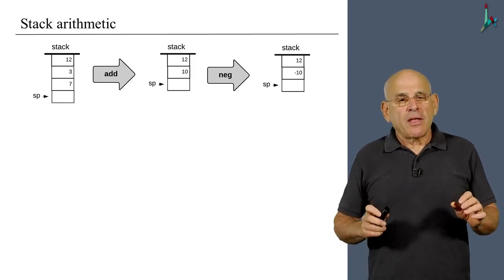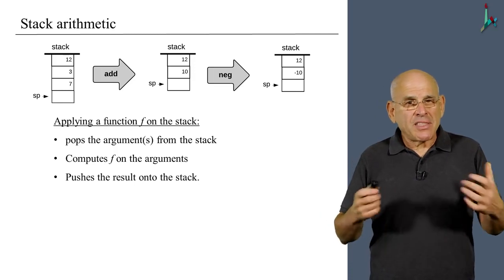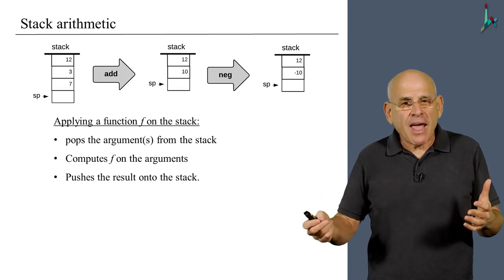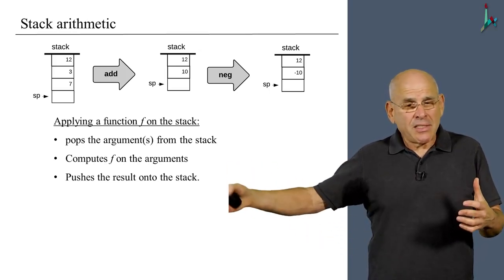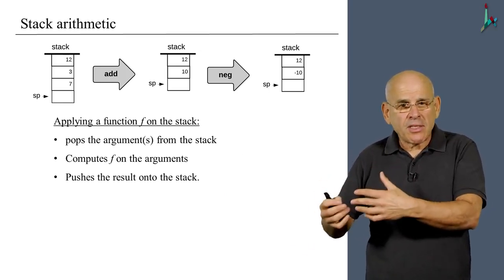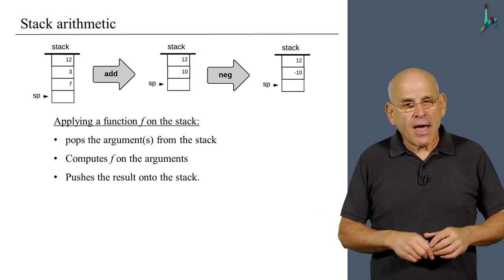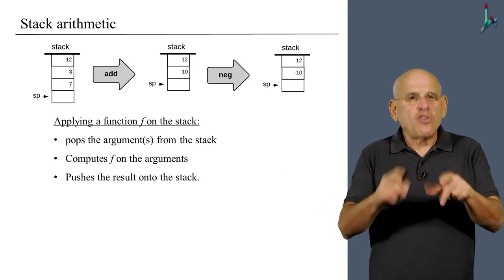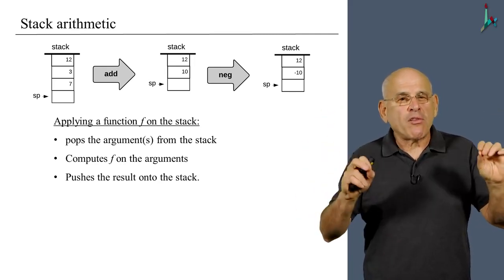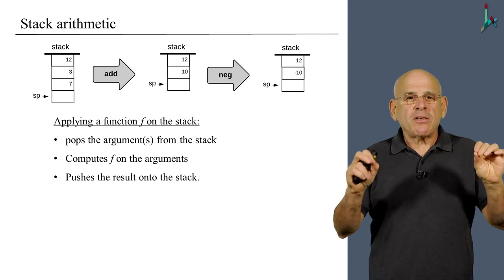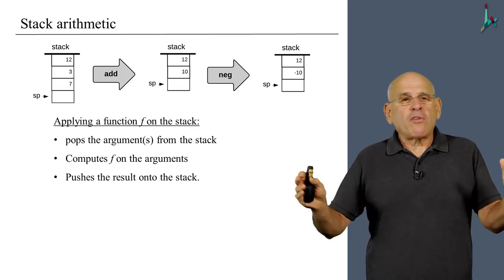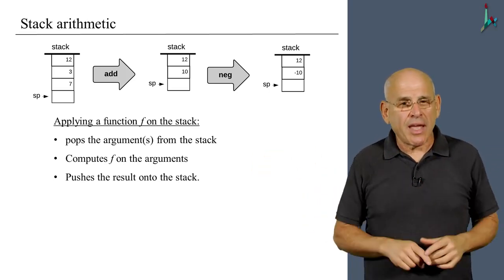So in general, if you want to apply a certain function on the stack, you have to do 3 different things. First of all, you have to pop from the stack as many operands as are necessary. Then you compute the function on these operands in a separate process, and then you push the result back onto the stack. Now, I said you, but all these things happen, quote unquote, automatically. It's part of the abstraction. So the abstraction supports all these operations inherently. You don't have to worry about them. All you have to do is say add, neg, and these things will take place.